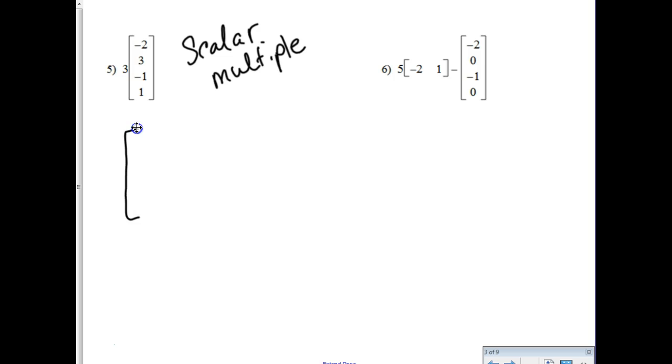So your resulting matrix is going to have the same exact dimensions, except all the entries in this matrix are going to be tripled. So you got -6, 9, -3, and 3. Ta-da!